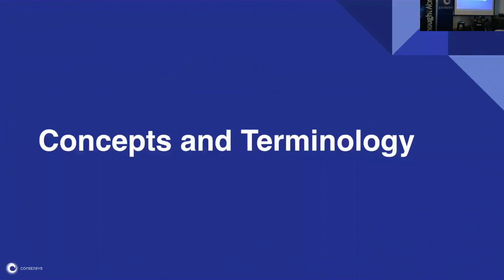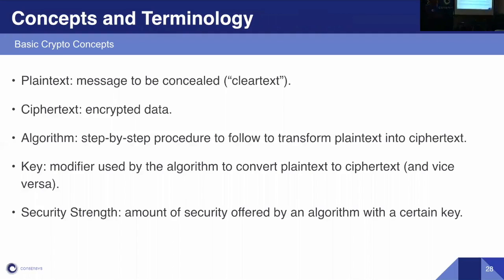Okay, so now let's move on to some cryptographic terminology. So we've got plain text, which is the text that you're trying to protect. Ciphertext is the encrypted data, so it's the processed data. The algorithm is a step-by-step procedure to go from the plain text to the ciphertext. And you might use a key. The key is a way of modifying the algorithm so that you don't always end up with the same output. And then security strength is the amount of security offered by an algorithm given a certain key.